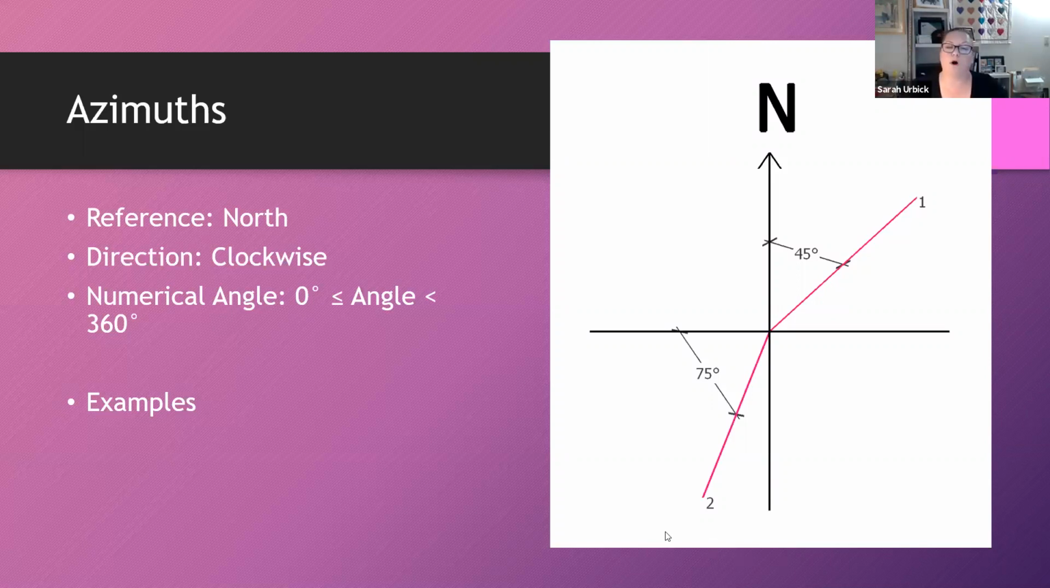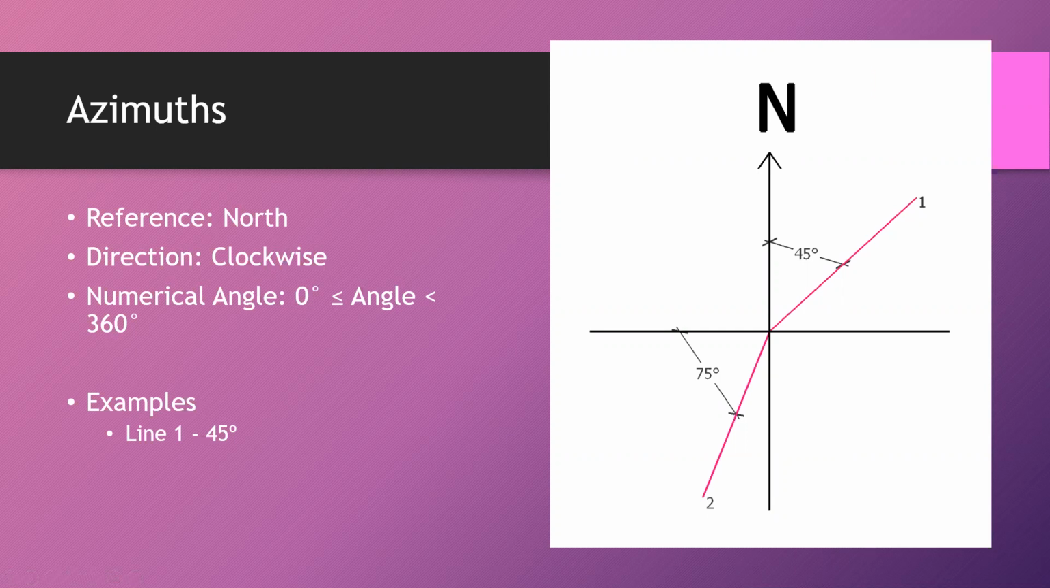So line 1, we say the azimuth is 45 degrees. So what would we say line 2 is? A little bit of math. 180 plus 15. 195. Yep, 195, absolutely. Okay, so that's the azimuth.